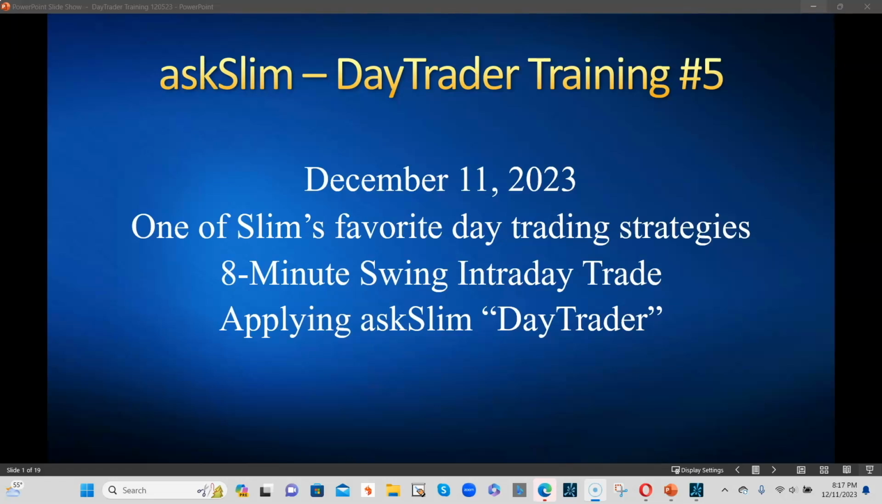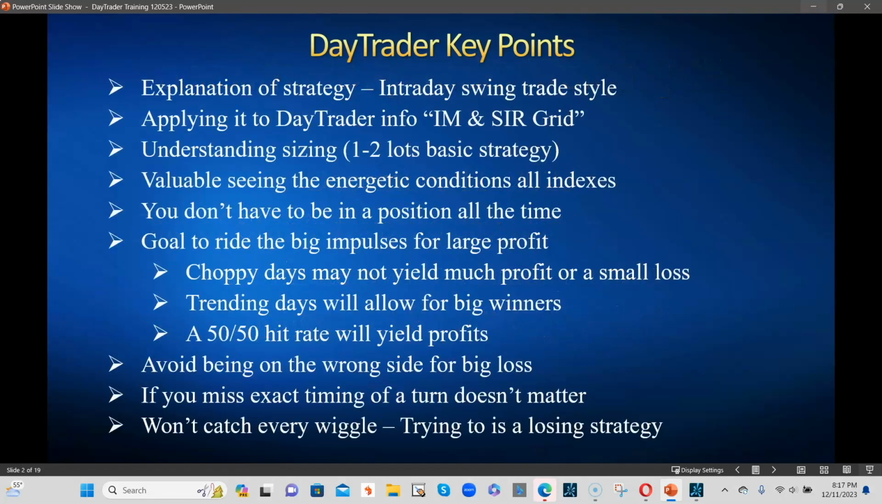And we're going to apply the askSlim DayTrader information. So we're kind of putting it all together right now. And the 8-minute may fit really well for you. You may prefer some other time frames, but this is a great example, I think, of how to put it all together. Let's take a look now as we look at the key points for DayTrader. I want to make sure that we have a good understanding of how I'm applying this as we move forward.